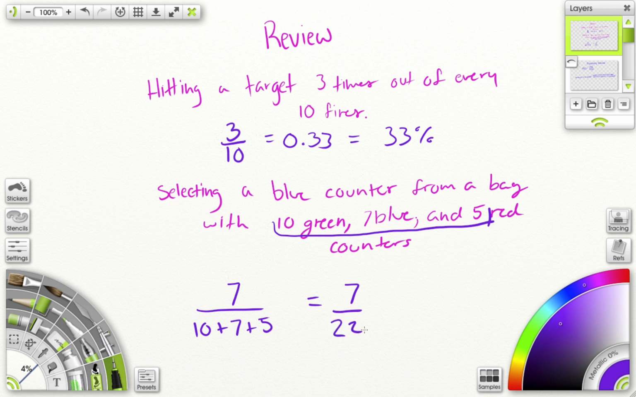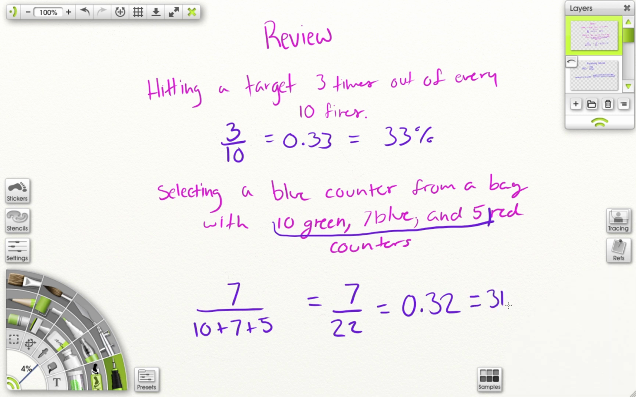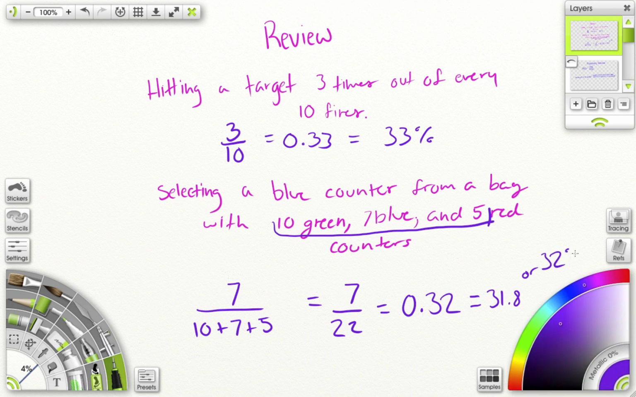And then I create a decimal, so 7 divided by 22 equals 0.318. I'm just going to round that to 0.32. And I make a percentage, which is times by 100, which equals 31.8, or I can just round that to 32%.